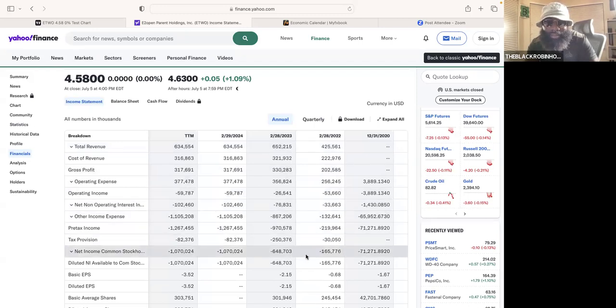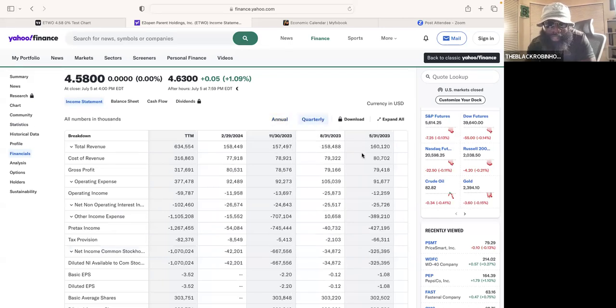Net income. What the fuck? So they're losing money. They lost $71 million, then they lost 165 million in 2022, then 648 million in 2023, then 1 billion in 2024, which is bad, right? They're bringing in money, but they are not profitable, right?